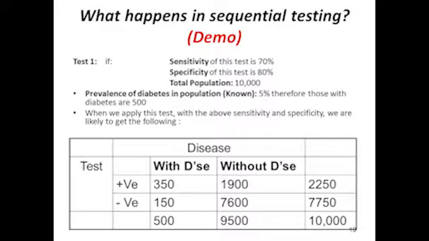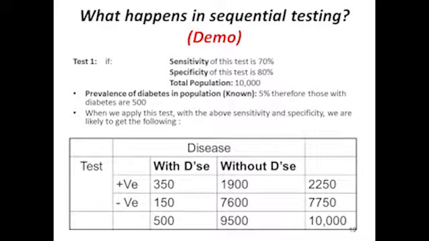So you imagine a population of 10,000 people, of whom the known prevalence of, let's say, a disease like diabetes is, let's say, 5%. Who determines this? The gold standard. So they screen all these 10,000 people using the gold standard test. And the gold standard test shows that 5% have diabetes. So 5% of 10,000 is 500. So 500 people actually have the disease.